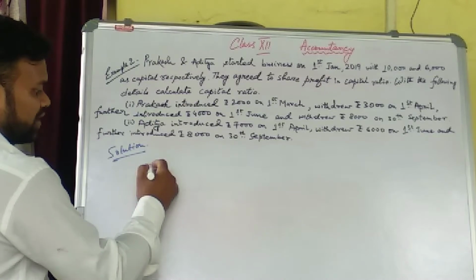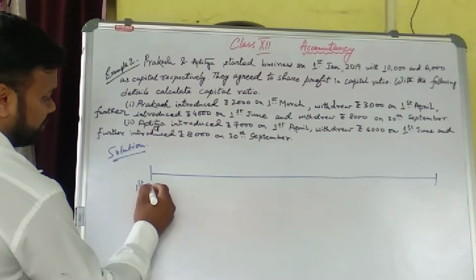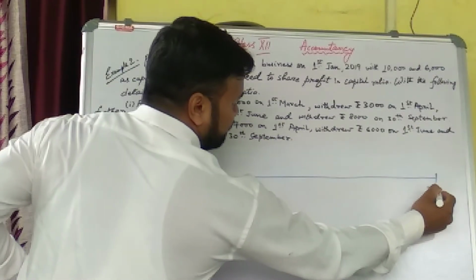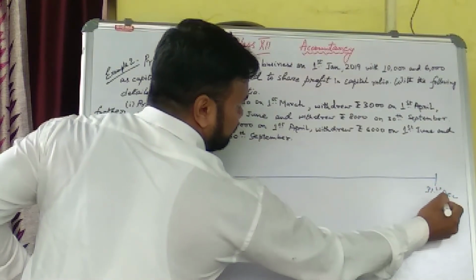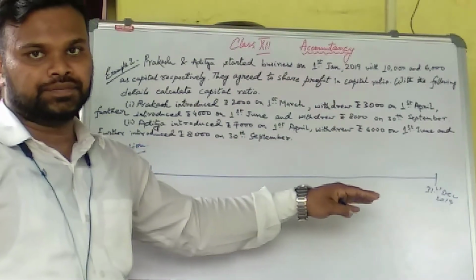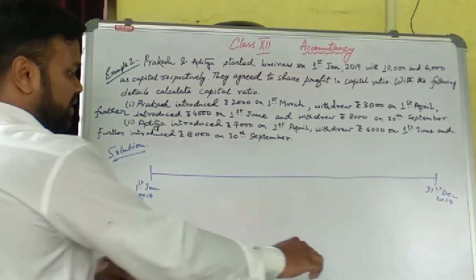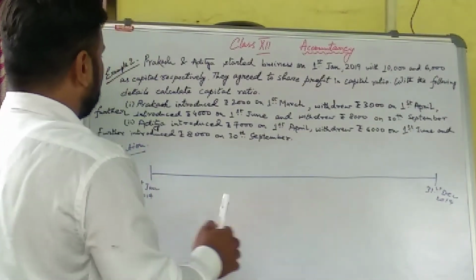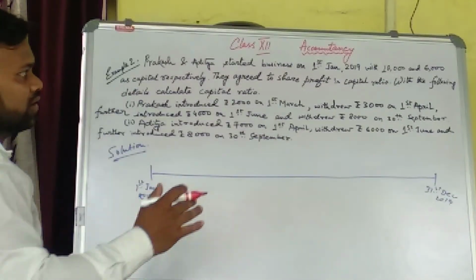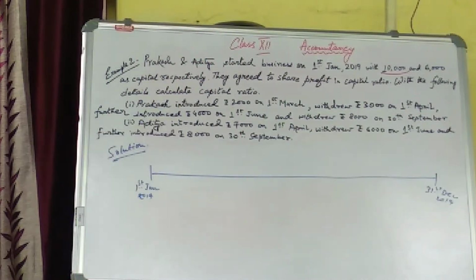So let us take the financial year from 1st January to 31st December 2019. This line is denoting the financial span here. So what is our question saying? He introduced 2000 on 1st March. Before that, the opening capital was 10,000. This is the capital Prakash brought in.